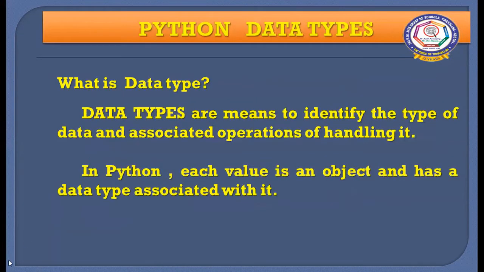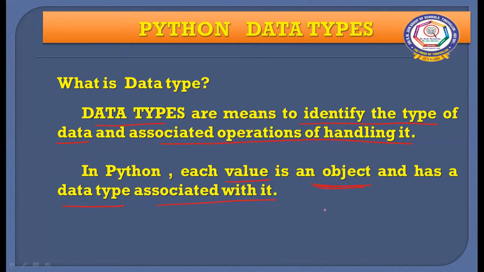Python data types. So what is a data type? A data type identifies the type of data and the associated operations for handling it. So what type of data we are going to use and what operations we are going to implement on that particular data is described by its data type. In Python, every value is an object, whatever value you provide, and it has an associated data type.